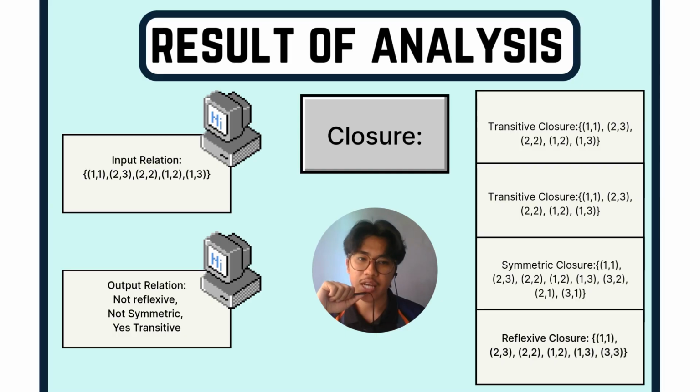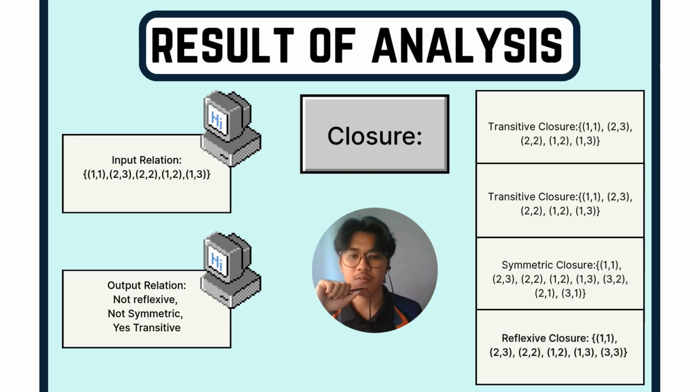Next, the system checks for symmetry. A relation is symmetric if for every pair (A,B), the reverse pair (B,A) also exists. For example, (2,3) is in the relation but (3,2) is missing. Also, (1,2) exists but (2,1) is missing. Therefore, the relation is not symmetric.